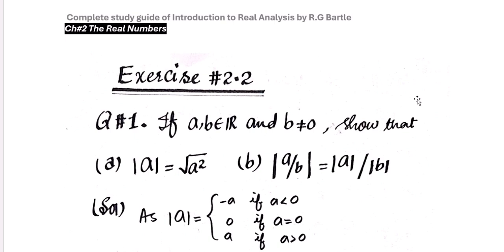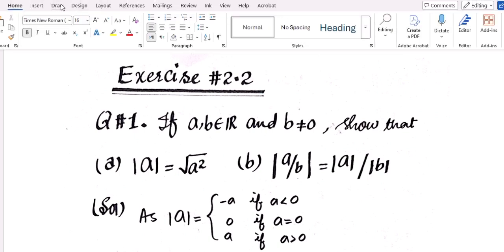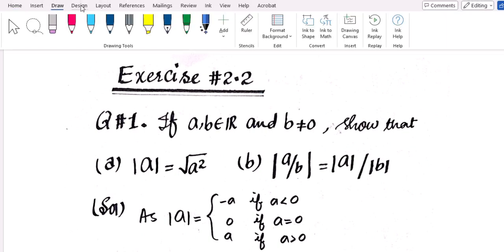In today's lecture, we will discuss exercise 2.2, question number 1 to question number 5. In this lecture, you have to just focus on the definition of the absolute value function that we will use frequently during our lecture.